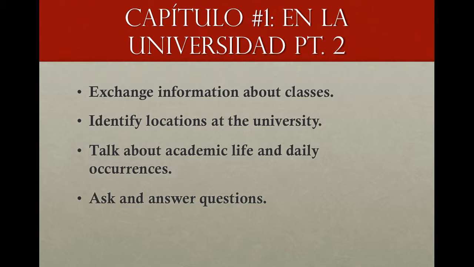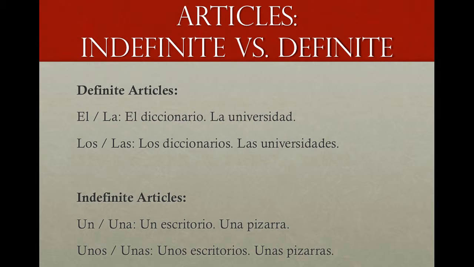In this part of the chapter, we're going to be looking at a continuation of where we left off in chapter 1, part 1. And so, again, the topics for this chapter: exchange information about classes, identify locations at the university, talk about academic life and daily occurrences, and ask and answer questions.